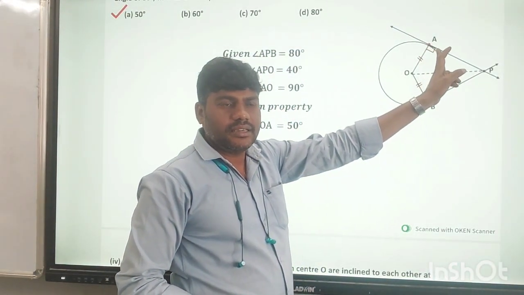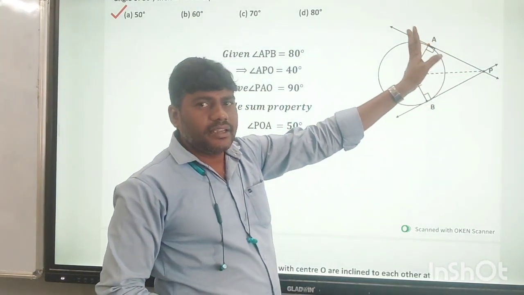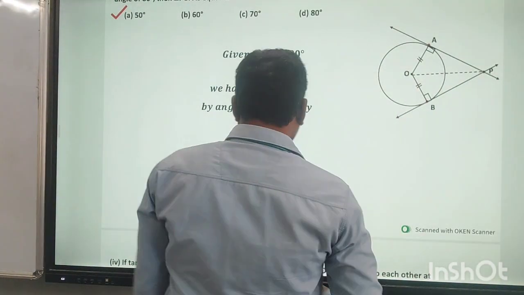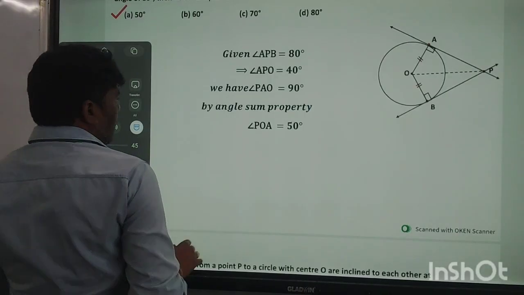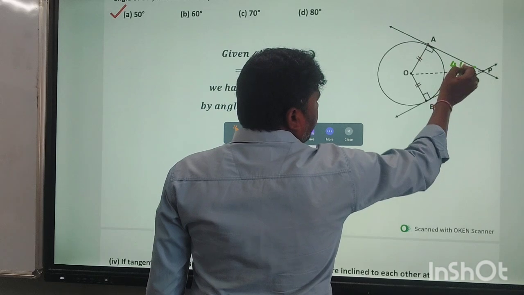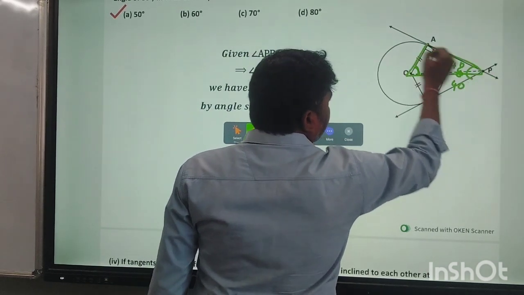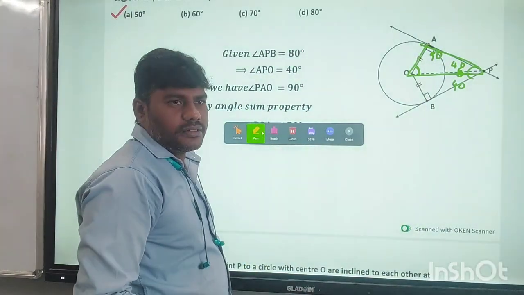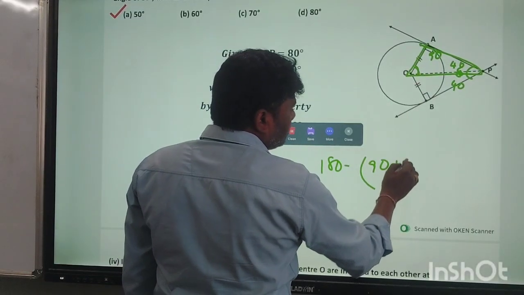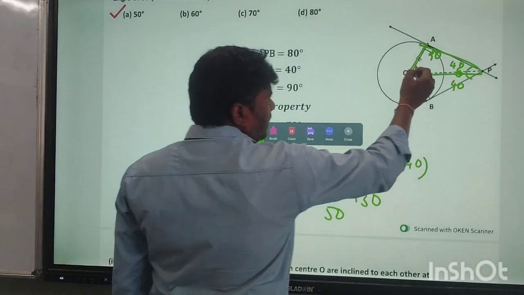This 40, this 90, 130. Say this is 80 degrees, right? Bisect means 40, 40. This angle, how much? This is a triangle only. Sum of three angles equal to 180 degrees. So 180 minus how much? 90 plus 40, 180 minus 130, that equals 50. This 50, this 50.